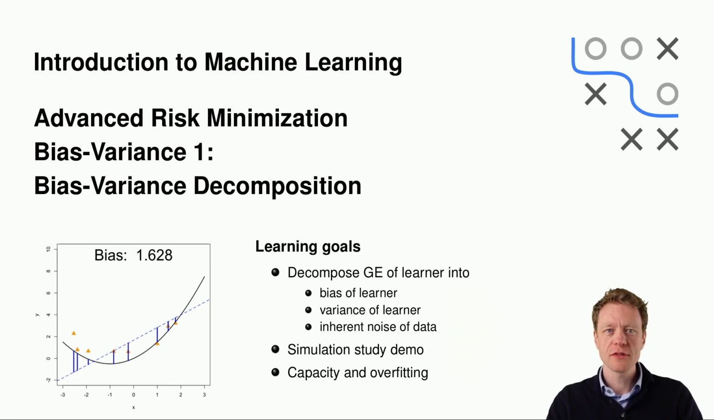In this video we'll speak about a bias and variance decomposition. We can decompose the generalization error of a learner into the bias of the learner, the variance of the learner, and some noise which is inherent to the data that we can't really reduce anymore. You will see a simulation study, a small demonstration, and we will close with some comments on capacity and overfitting.